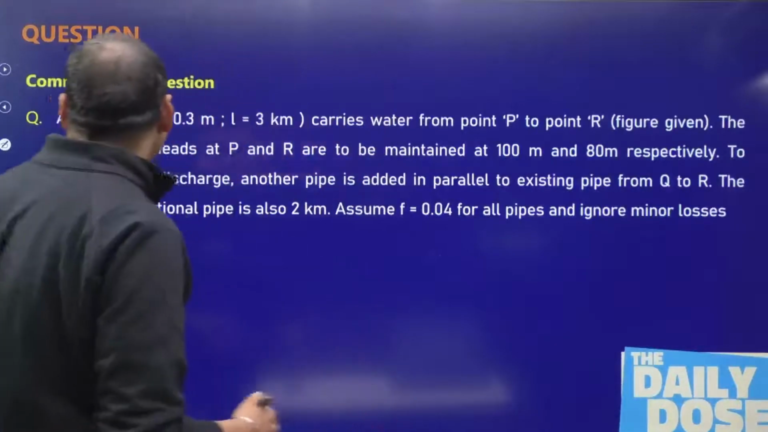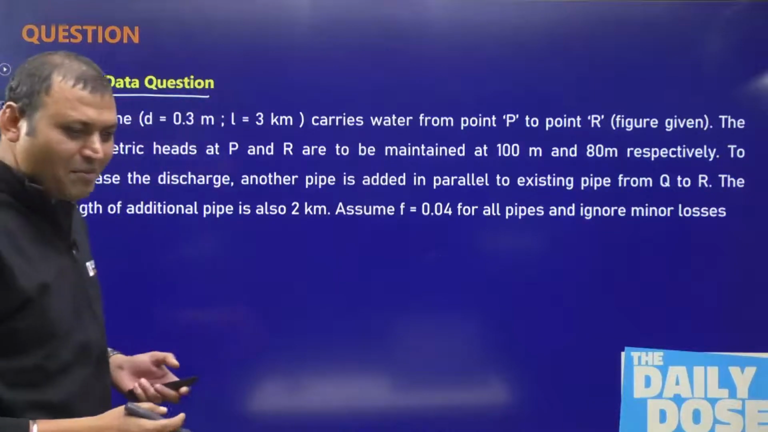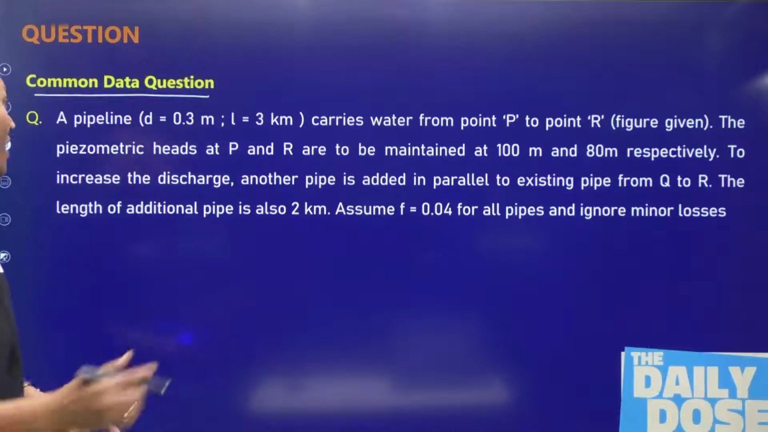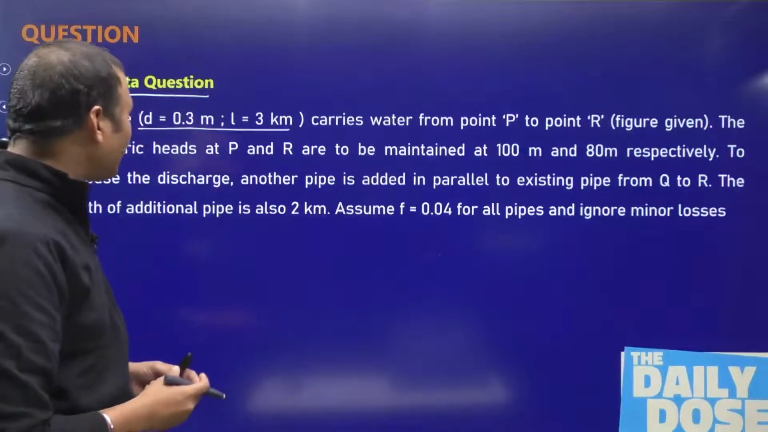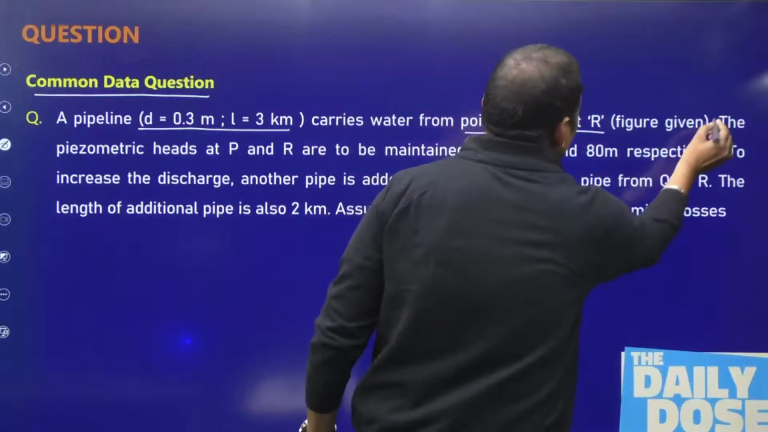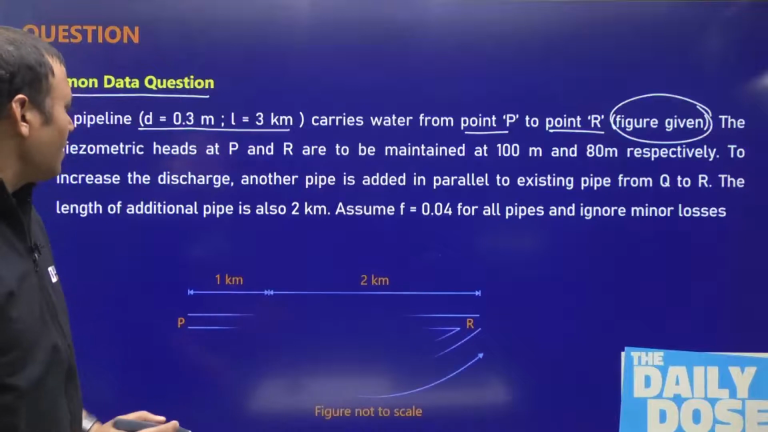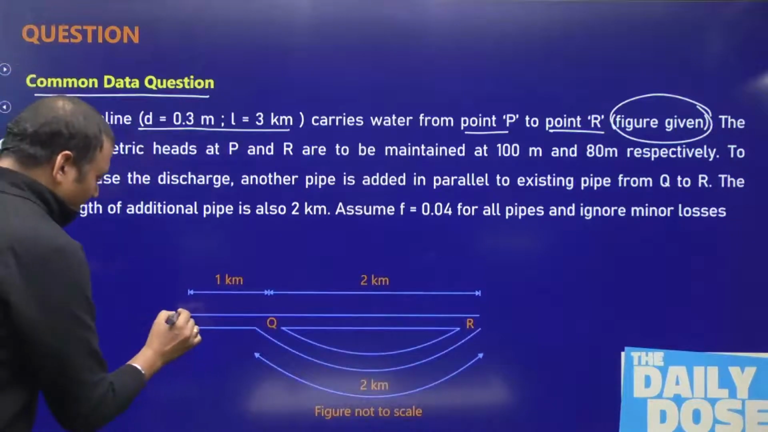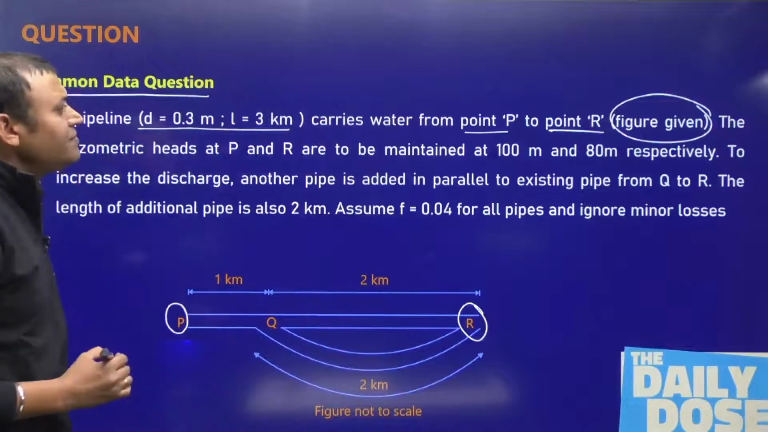So the question says, it is a common data question. You guys must have already familiar with a pipeline having the diameter 0.3 meter and the length 3 kilometer carries water from point P to point R. Figure is also given. I will show you the figure. This is the figure given. The pipe is between P to R.